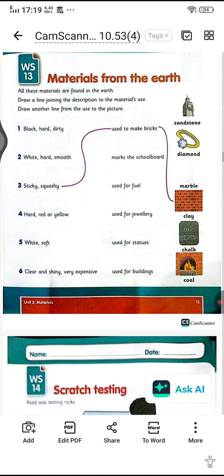and used for building, and it is clay. And white or soft, used for the school board, and it is chalk. And next is clear and shiny, very expensive, and used for jewelry, and it is diamond.